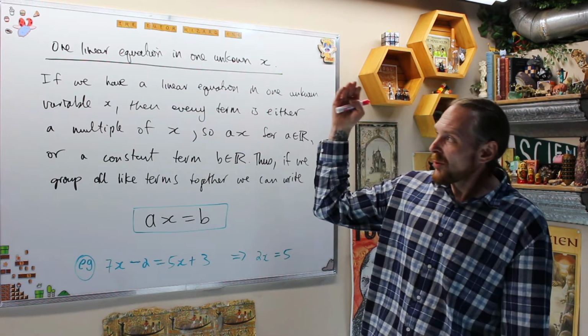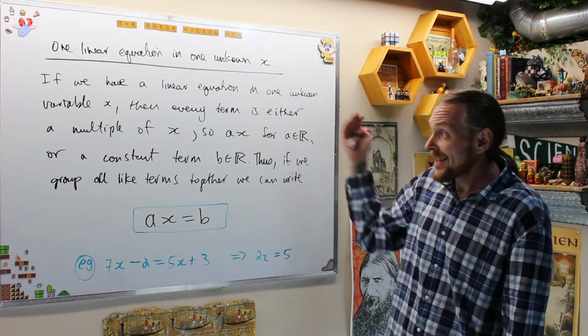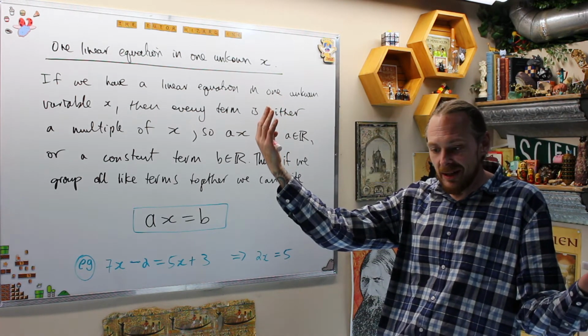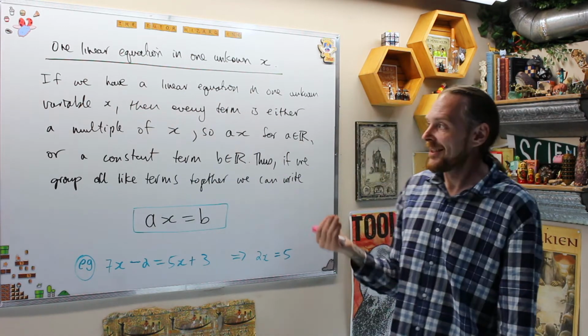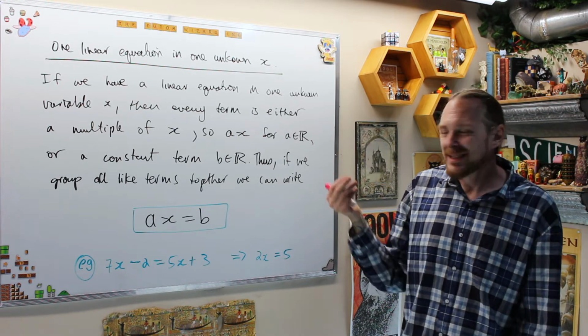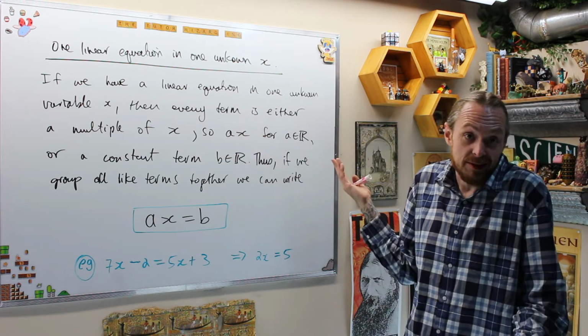If we're now going to consider one linear equation in one unknown x, we have an equation. It has the unknown variable x in it. Otherwise, it's not an equation that has a variable x. It'll just be some tautology. So it has to have the variable x in it. Once we have that, we know that by our definition of linear, every term has to be a multiple of that only unknown variable x, or a constant term.